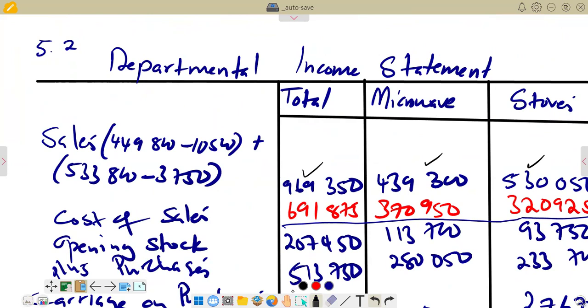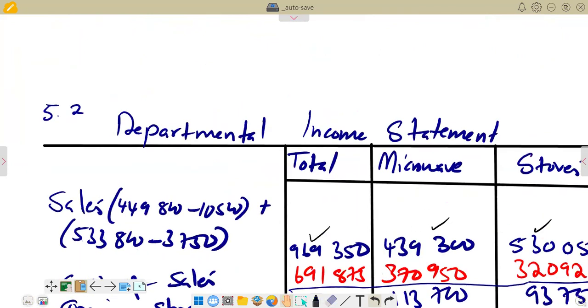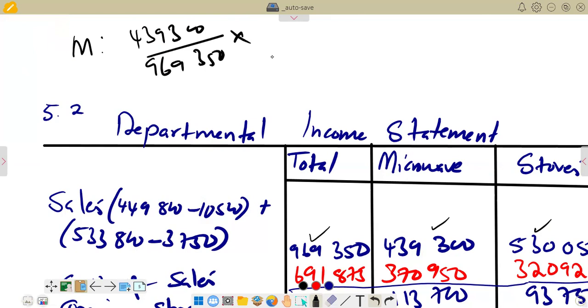We are saying, for microwaves, let's start with microwaves. For microwaves, the 439,300 that we have over the total, which is 969,350. And then we multiply by the figure for discount allowance, which is 3,750. We calculate it correctly, we are supposed to get 1,699, to the nearest rand for a whole number.